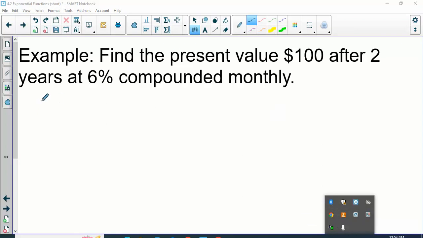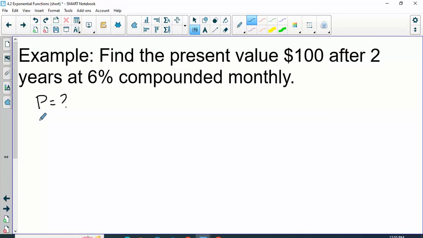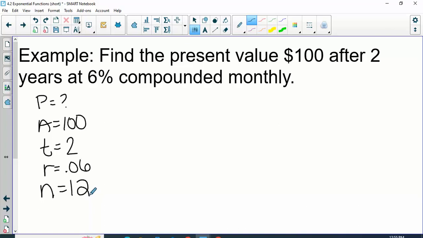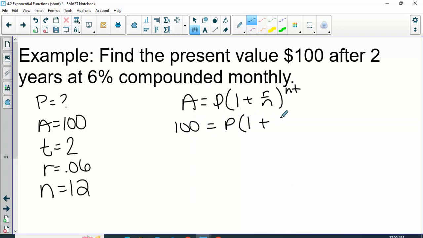Looking for the present value. That's what we don't have. So what's 100? After 2 years, so the time is 2. 6%, so rate is 0.06. Compounded monthly means my n is 12. So we're using our regular compound interest formula. A is 100 equals P times 1 plus 0.06 over 12 to the 12 times 2 power.